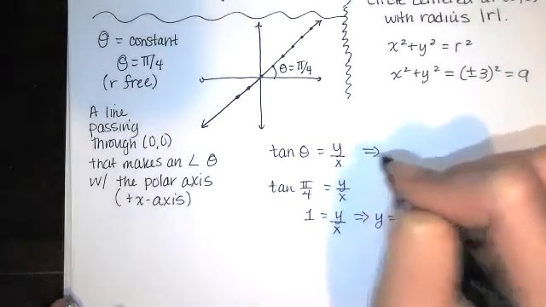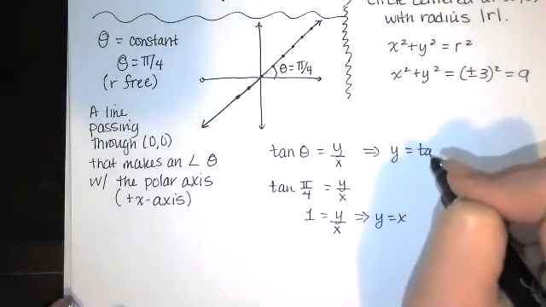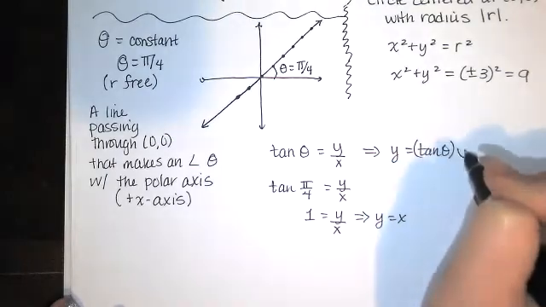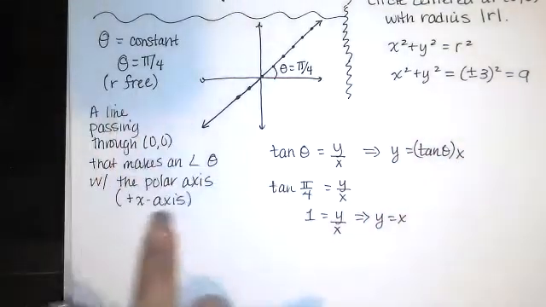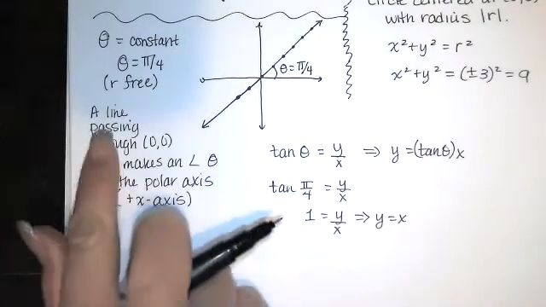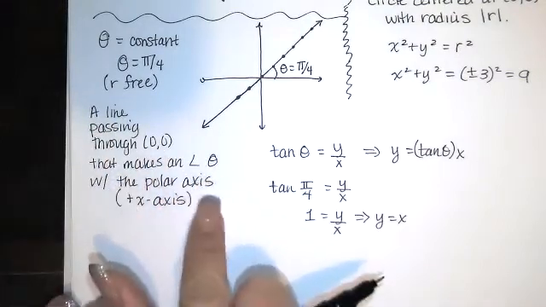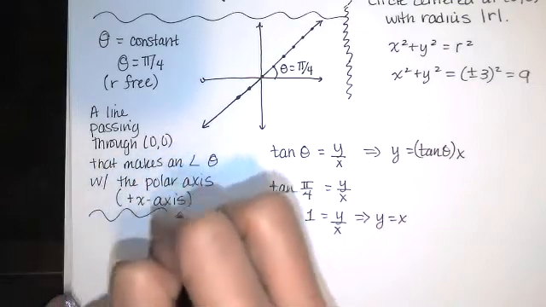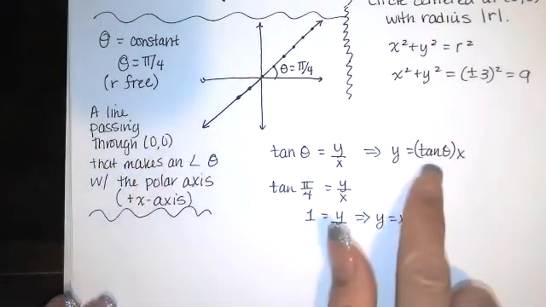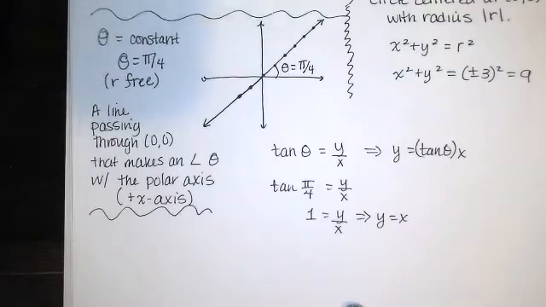Now, in general, if I solve this for y, we get y equals tangent of theta times x. So I could be even more specific here. This is a line passing through the origin that makes an angle theta with the polar axis. Or you can think of it as a line passing through the origin with a slope equal to tangent of theta.